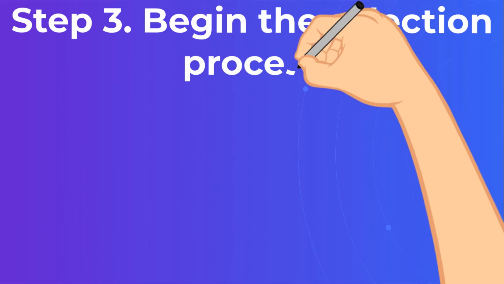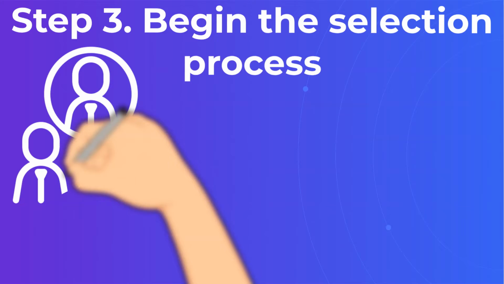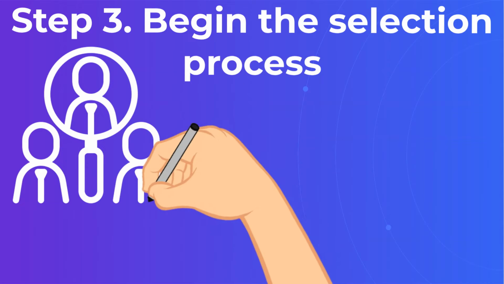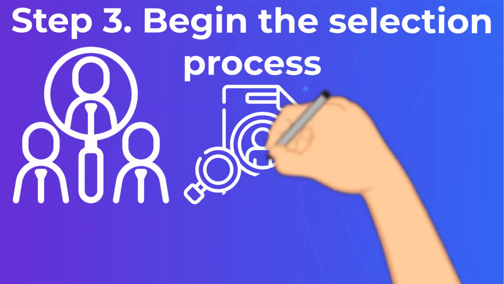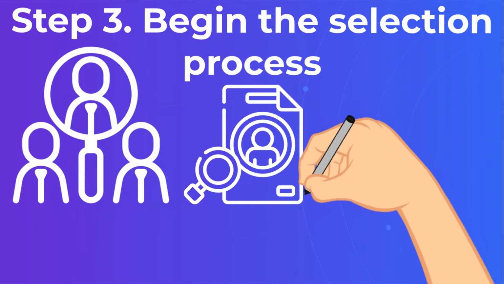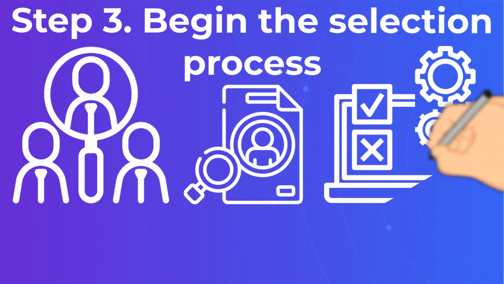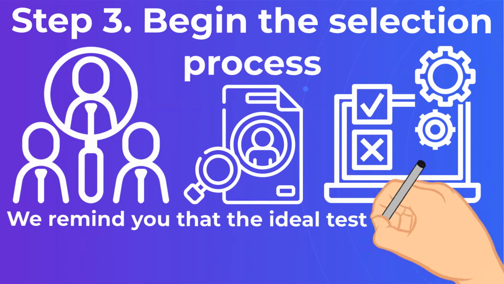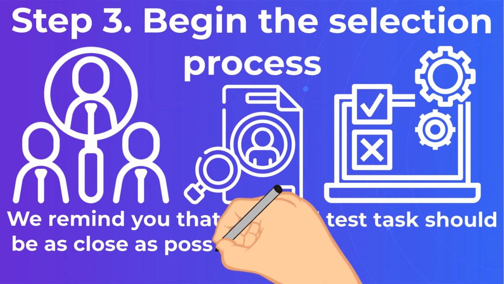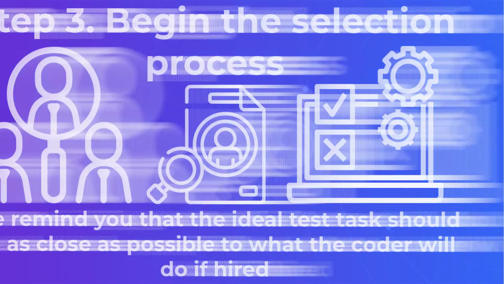Step 3. Begin the selection process. And take it seriously. In order to find the ideal candidate, you may need to conduct several interviews with different developers. Don't trust CVs and be sure to give a code assessment to understand if the developer's skill level is suitable for your tasks. We remind you that the ideal test task should be as close as possible to what the coder will do if hired, reflect the full range of their responsibilities, and possibly involve your team members to understand how well they will work together.